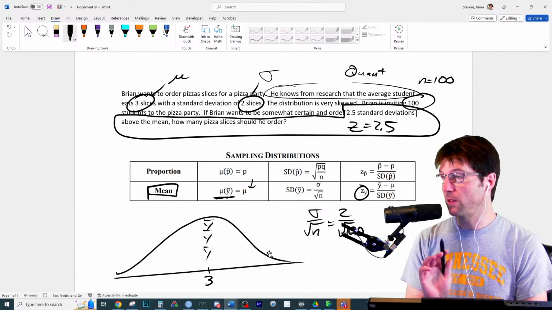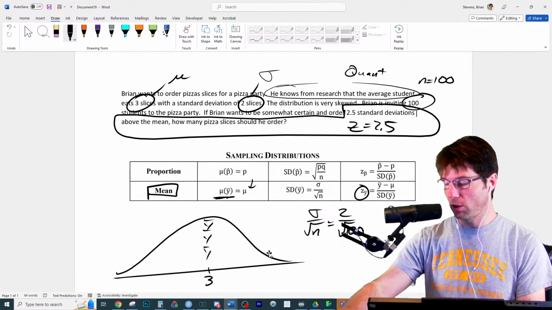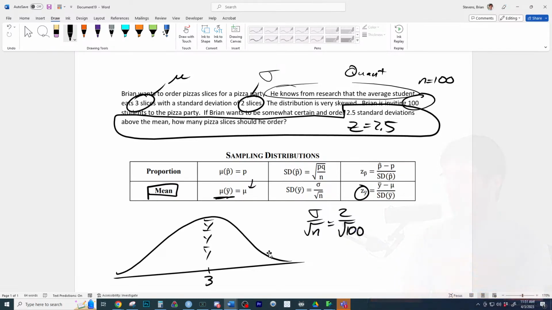Now notice right here, this is nice because the new standard deviation for 100 students will be what? The new standard deviation for 100 students would be what? Great job, Jesse, right there, reaching skydiving with Jesse level. Woohoo! It'll be 0.2.